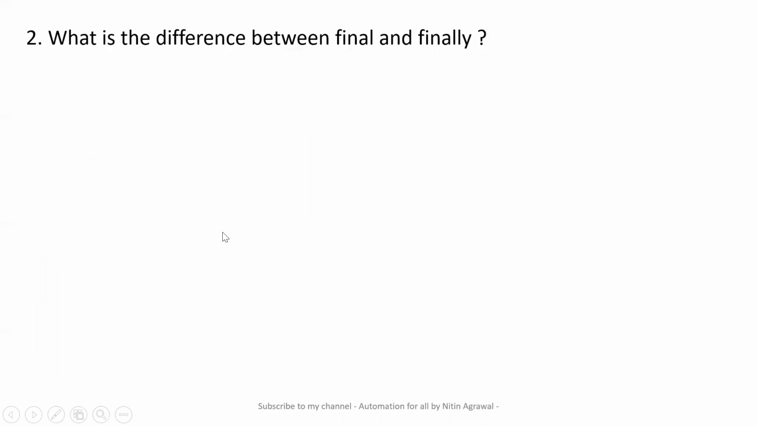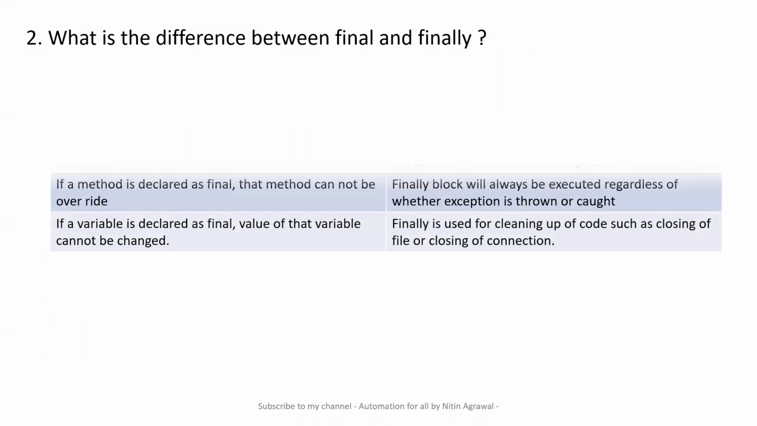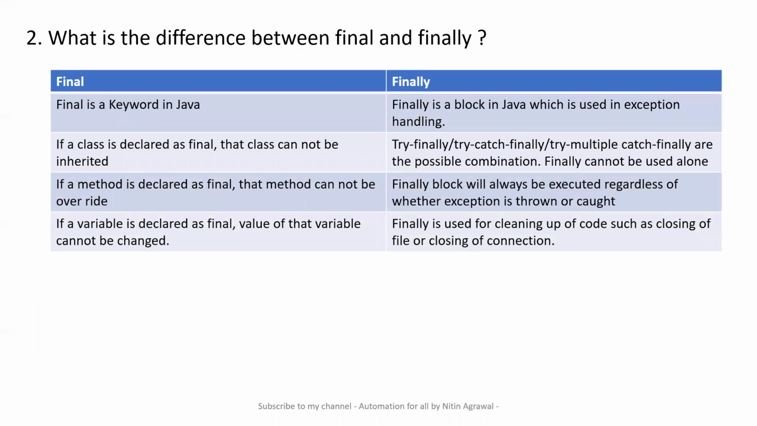Now the next question is, what is the difference between final and finally? So final is a keyword in Java, and if you declare a class as final, then that class cannot be inherited. If you declare a method as final, then that method cannot be overridden. If you declare a variable as final, then you cannot change the value of that variable.